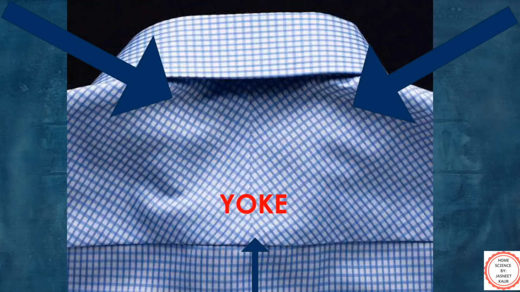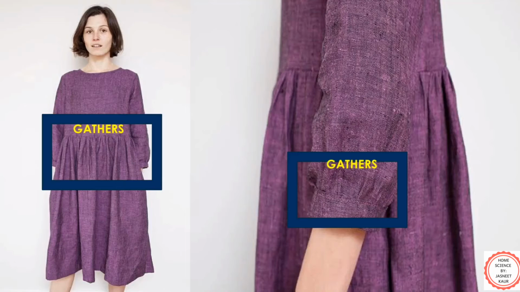Similarly, while discussing the examples of rhythm, I have used the term gathers. This term is used to bring a piece of cloth together through a seam. This is used to create the effect of fullness on specific areas of the garment. So it can be seen on the necklines, waistline, or on the armholes.